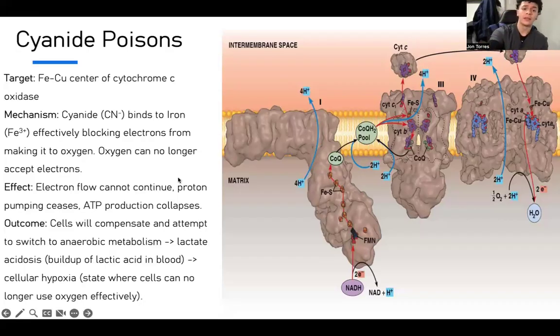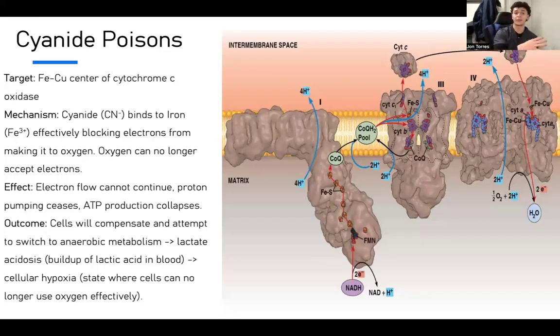So the outcome, the cells will compensate and attempt to switch to anaerobic metabolism. In this sense, they are switching to glycolysis. But we've talked about this. When glycolysis doesn't have oxygen, we produce lactate. And here we get lactic acidosis, or an excessive buildup of lactic acid in blood.